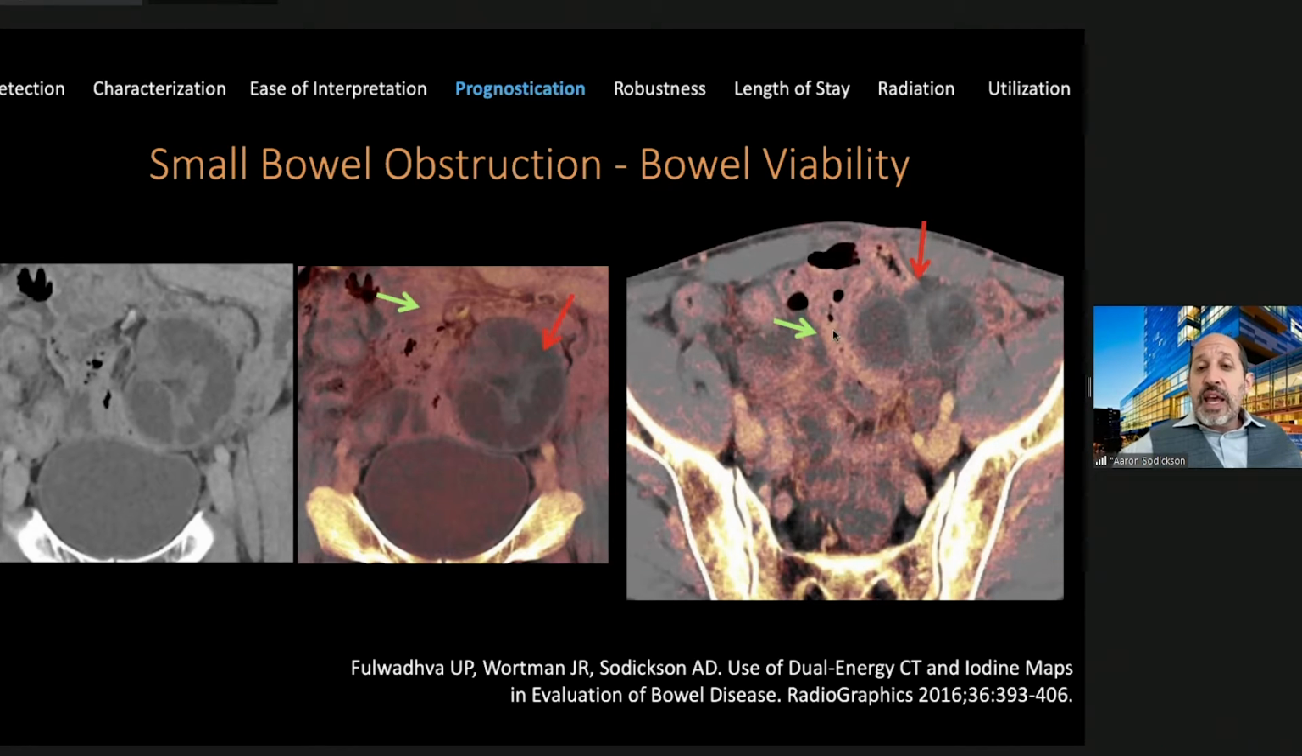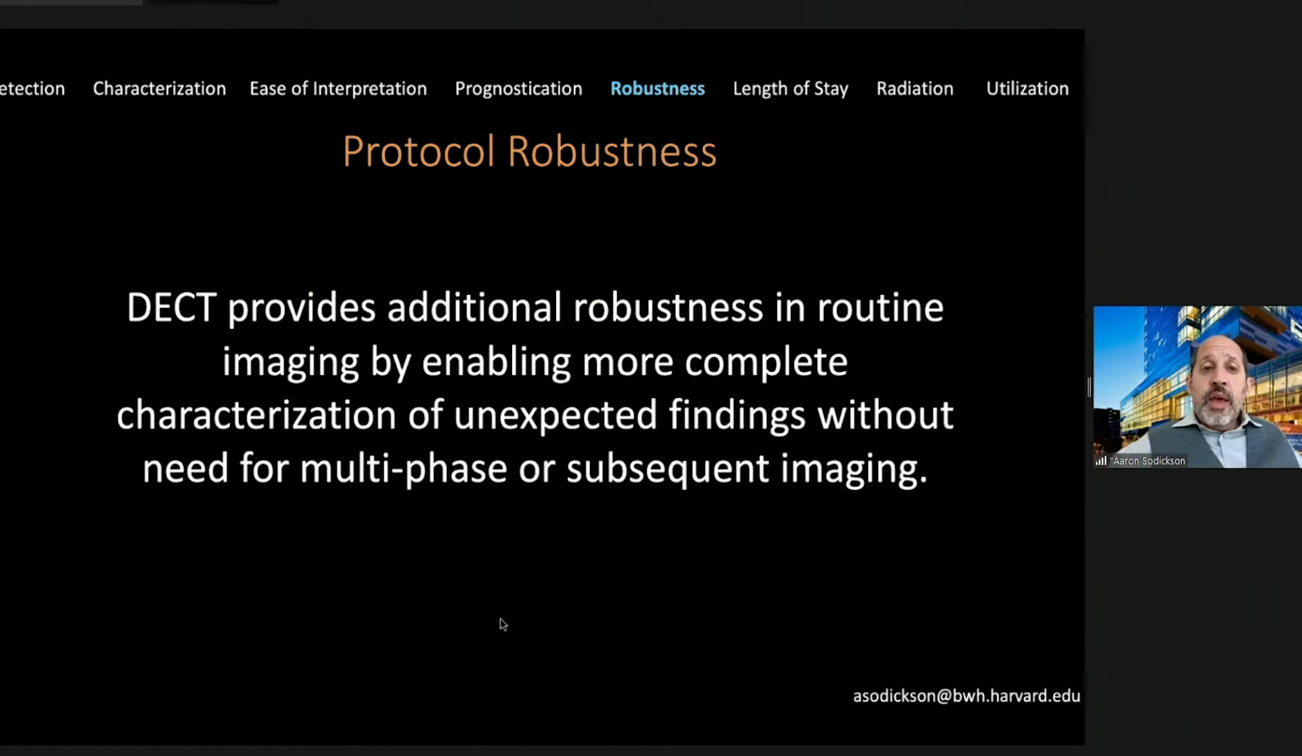And again, this is one of the applications that the surgeons often come to us and say, hey, can you show us that funny orange thing that you guys do? Because we want to understand whether this bowel is viable or not. Dual energy can provide additional robustness for us in the ED in our routine imaging by enabling more complete characterization of unexpected findings without need for multi-phase or subsequent imaging.